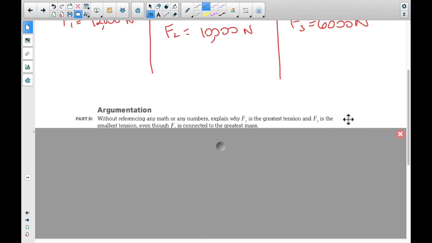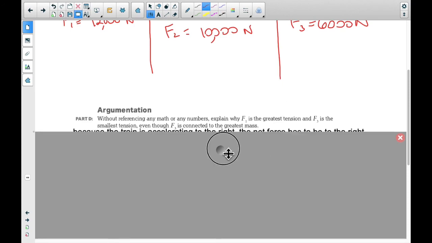One more question is to come up with an argument, like a reason. Can you verbalize a reason? This is a big thing with AP. They want you to be able to put it into sentences, without referencing any math or any numbers, just concepts. Explain why F sub 1 is the greatest tension and F sub 3 is the smallest tension, even though F sub 3 is connected to the greatest mass.